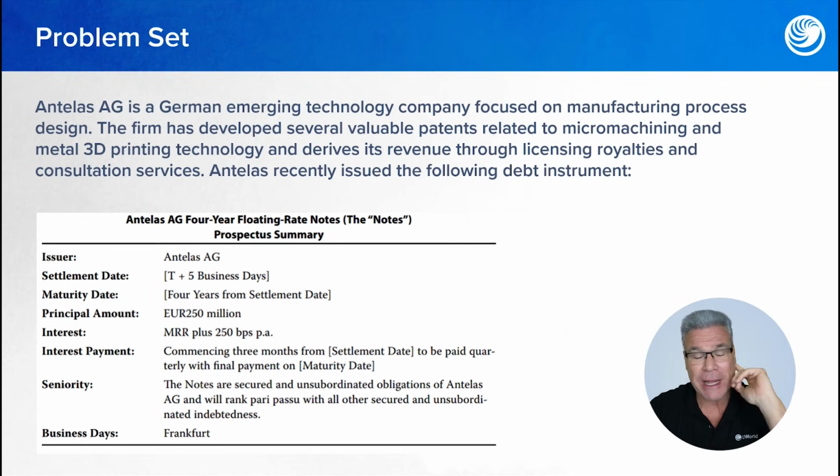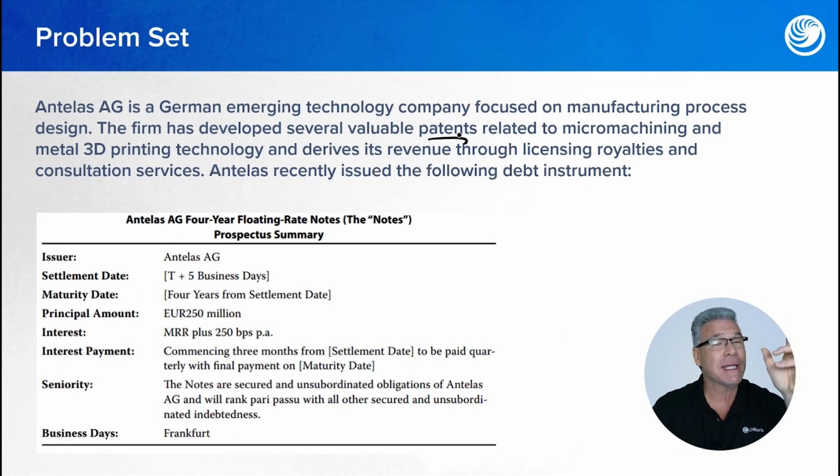All right, so our first practice problem, we've got a German emerging technology company focusing on manufacturing process design. They've developed several valuable patents, so they've got a lot of intangibles. And if they were internally developed, probably not much in terms of the balance sheet book value. So it's related to micro machining and metal 3D, whatever. It gets its revenue through licensing royalties and consulting services. So they issued. The word issue means you are the borrower, so there's going to be a financing inflow. They're raising capital with this debt instrument.